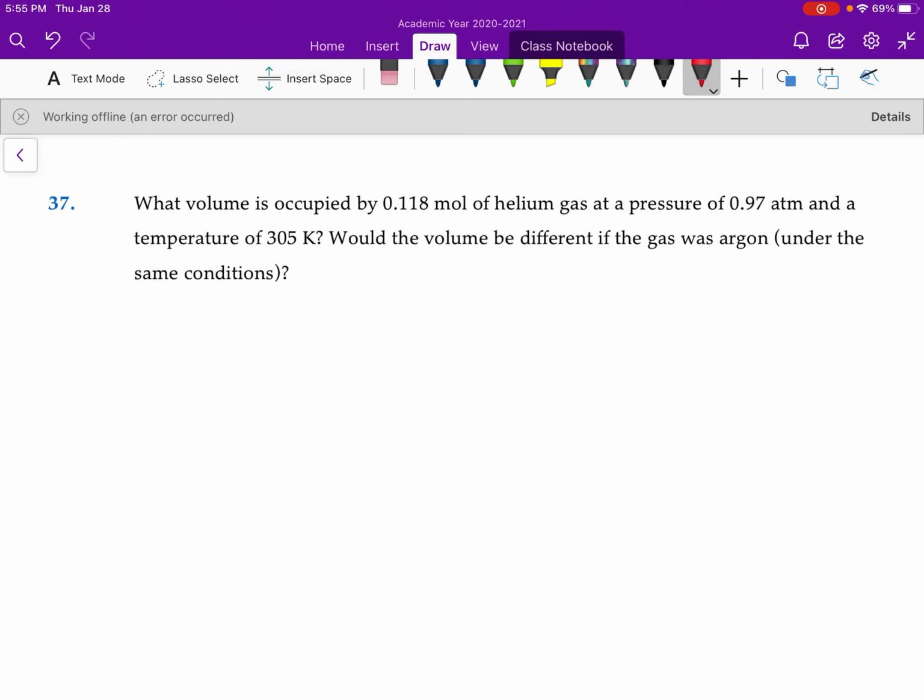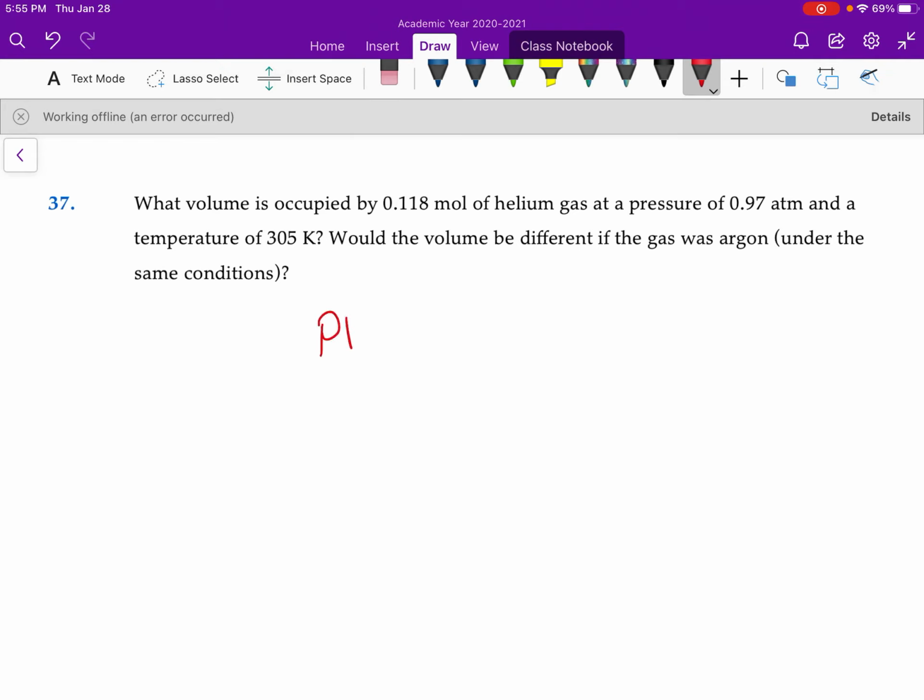This goes back to the kinetic molecular theory. The answer is no. The volume would not be different if it was argon, because the identity of the gas doesn't matter. Remember that the volume of the actual particle is insignificant in reference to the whole container. So whether it's argon or whether it's helium or whether it's whatever, okay, the volume actually is going to be the same as long as the conditions are the same. Temperature, pressure, and so on. Okay? So let's tackle the first part.